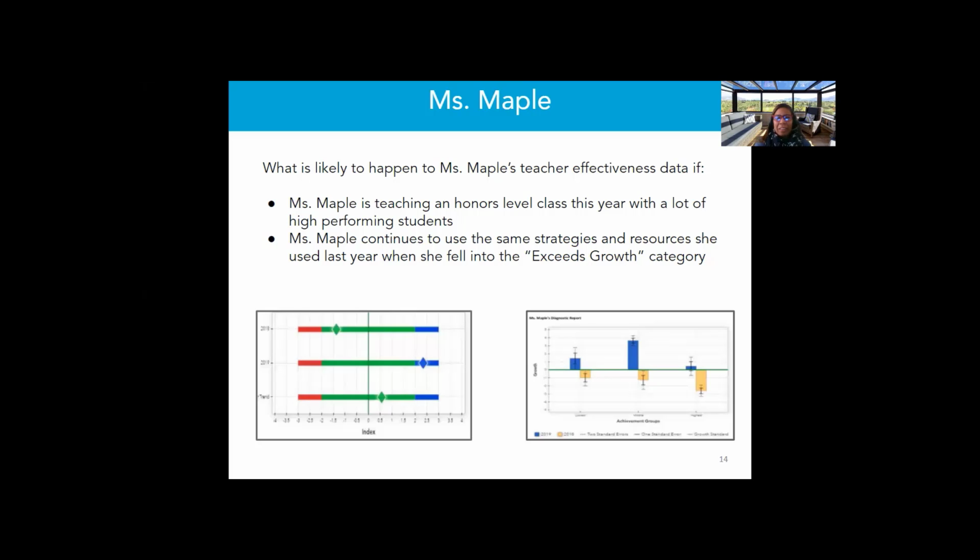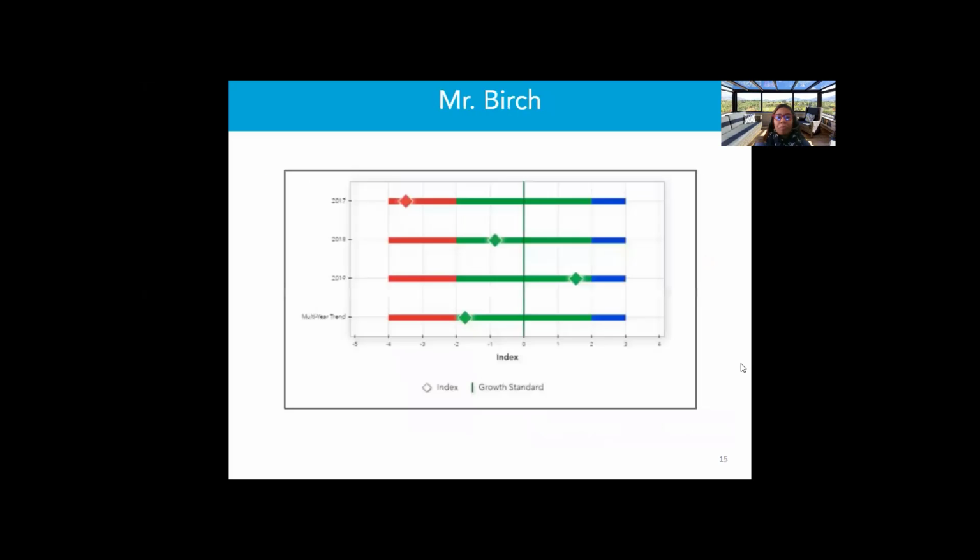Awesome. All right. So Mr. Birch, 3 years worth of data from Mr. Birch. And he is on that pattern that we never want to see anybody in the red at all. But if they are in the red, we want to see them coming out of the red, right? And so in 2017, Mr. Birch was in what we call the deep red, where he is at like a negative 3.6 or so.